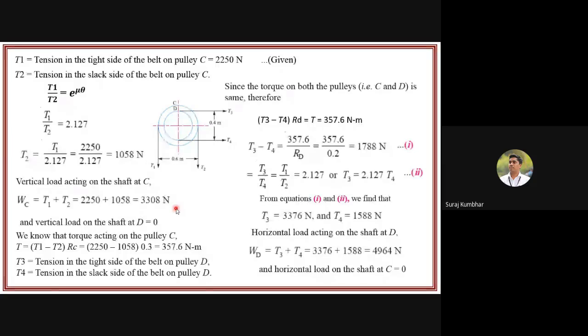So here, first we have to find out how much load is acting on the C pulley and how much load is acting on the D pulley. This is the first step. Here is the most important formula: T1 upon T2 is equal to e raised to mu theta. And here we have also found out the torque, how much torque will be transmitted by the shaft on that particular C and D pulley. So T is equal to T1 minus T2 into RC.